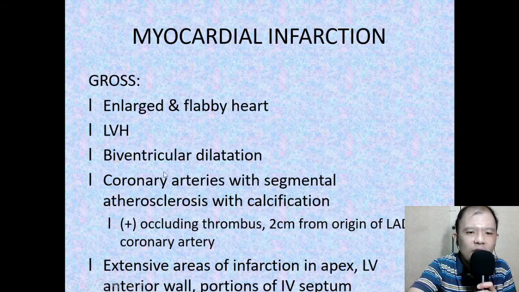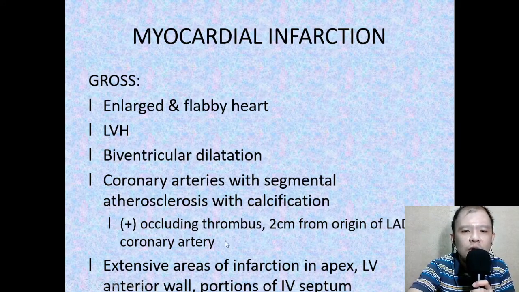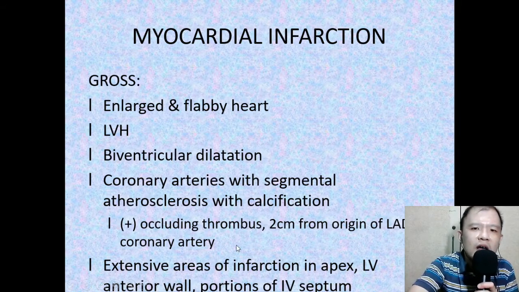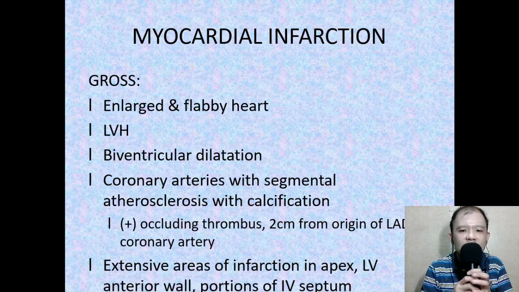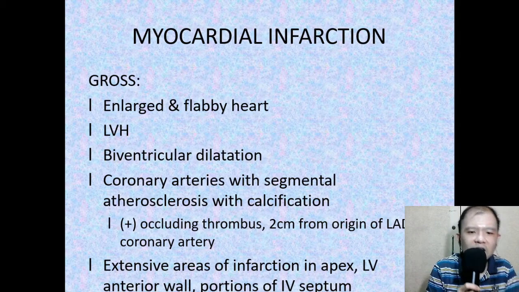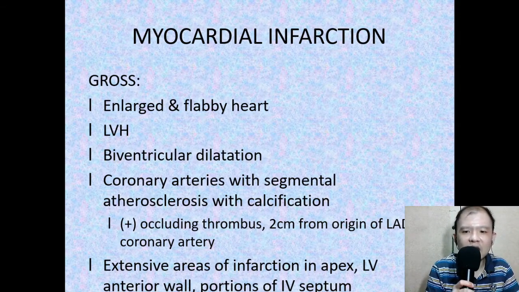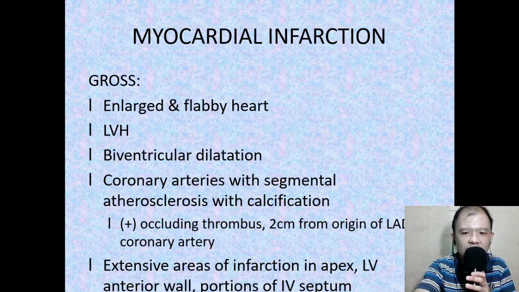And along with the atherosclerosis, you see an occluding thrombus, 2 cm from the origin of the left anterior descending coronary artery. And true enough, this artery is the most common epicardial or coronary artery that is being occluded in the case of myocardial infarction. And extensive areas of infarction are seen in the apex, left ventricular anterior wall, and portions of the interventricular septum.